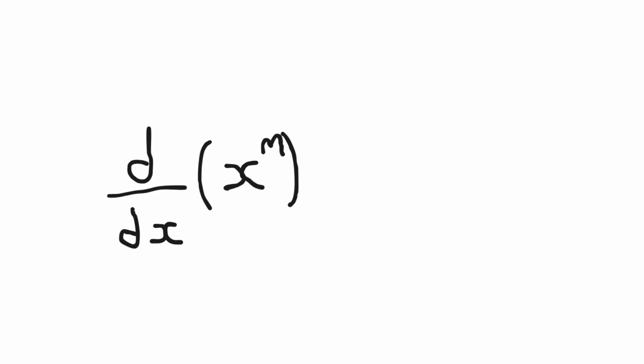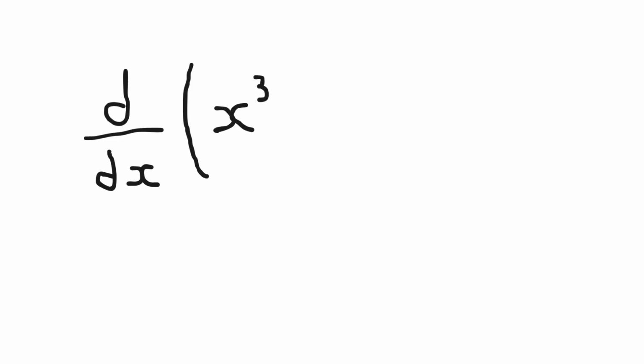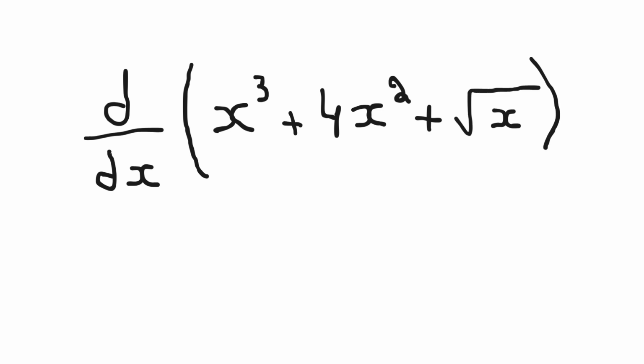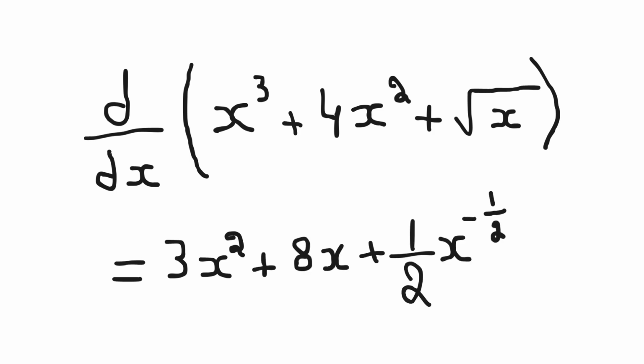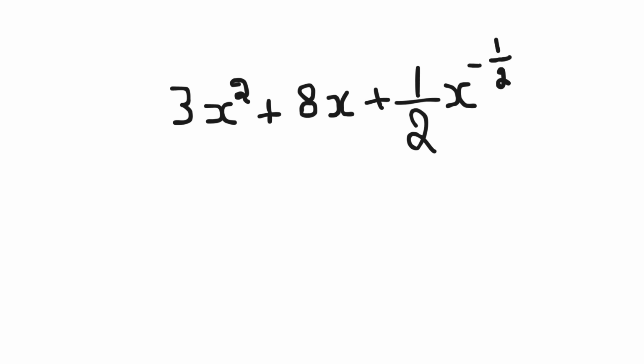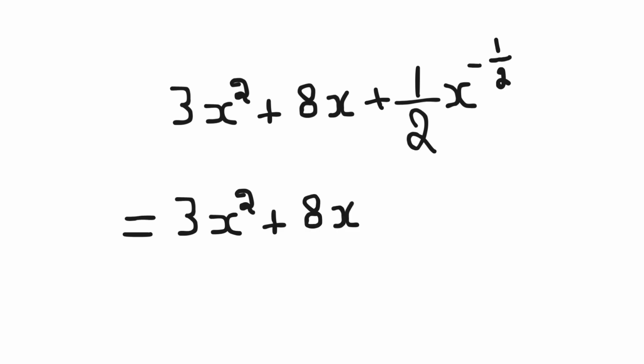So let's start. But before that, let's take a look at the first rule that says d over dx of x power n equals n times x power n minus 1. So the first example for today is d over dx of x cubed plus 4x squared plus radical x, which equals 3x squared plus 8x plus half x power minus half. And if we simplify it, the answer will be 3x squared plus 8x plus 1 over 2 radical x.